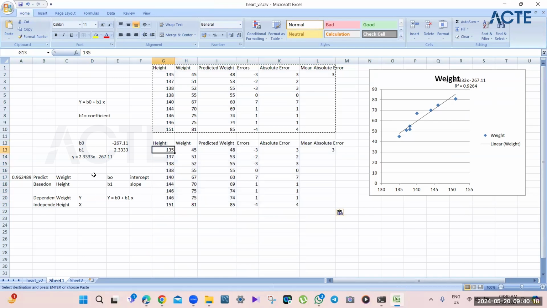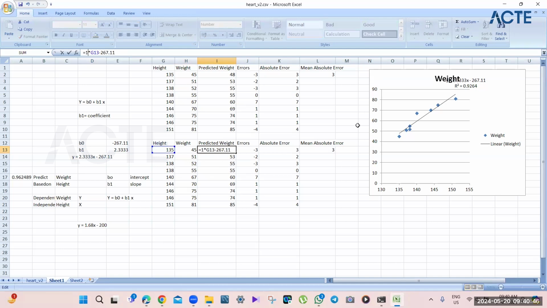Let me write it down here somewhere. Let's say the new line has these values, 1.68 and minus 200. Randomly, I'm just making up some numbers. Let's say this is the new slope and intercept value. So if I plug in the same value here, 1.68 into 200, what am I going to get? This is the same thing, right?